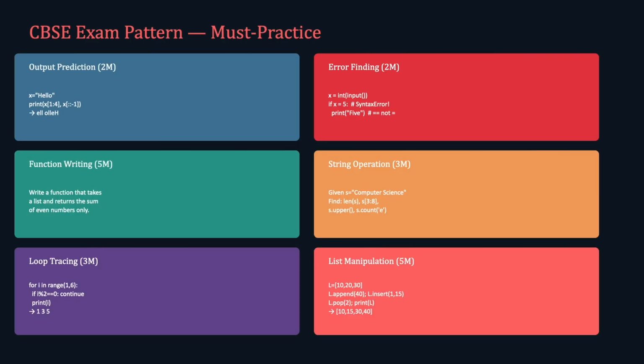Output prediction questions: given code, predict what prints. Error finding: spot the bug. Function writing for 5 marks: write a function that does something specific. String operations: indexing, slicing, methods. Loop tracing: follow execution step by step. List manipulation: track append, insert, pop operations. Practice all six types. In your practical exam, you will get at least 2 to 3 of these. Do at least 10 problems of each type before the exam.